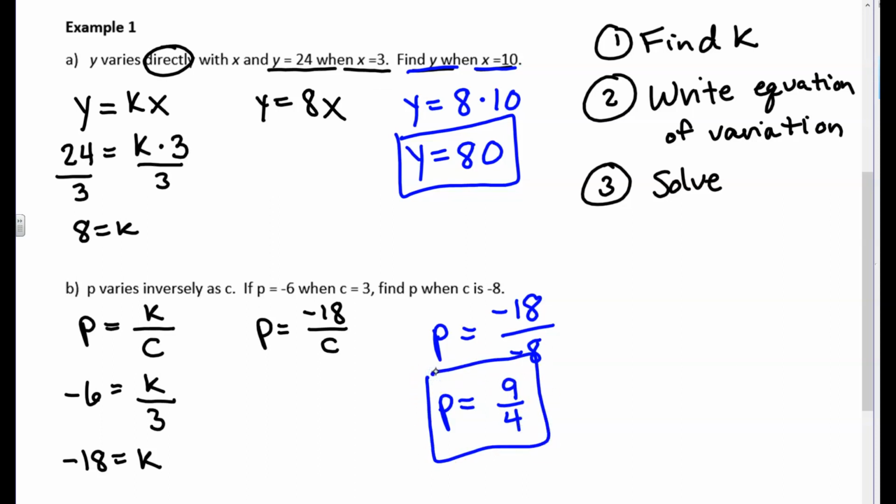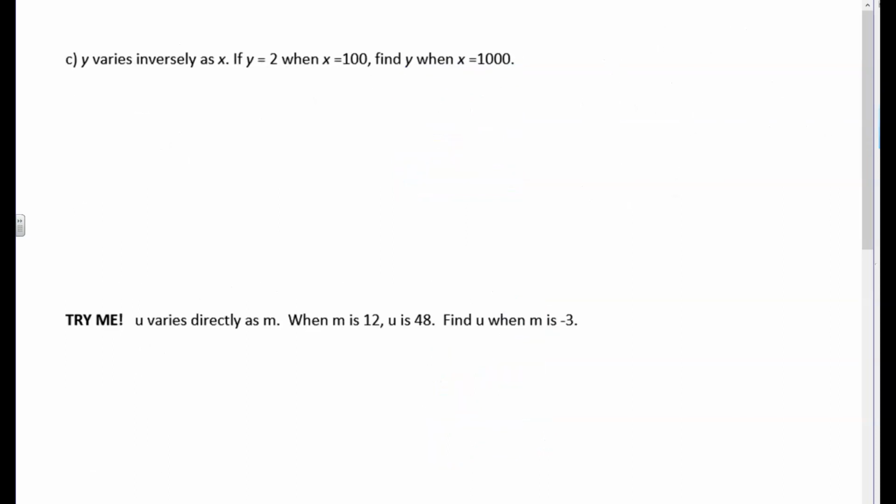All right, let's go to the next page. So y varies inversely as x. If y equals 2 when x is 100, find y when x is 1,000. So first, I want to write my basic equation. Y varies inversely, that's k over x. If y equals 2 when x equals 100, now use that information to find k. Y equals 2 when x is 100. Find k. Multiply both sides by 100 to get 200 equals k.